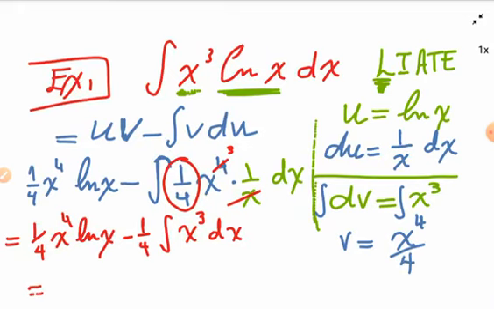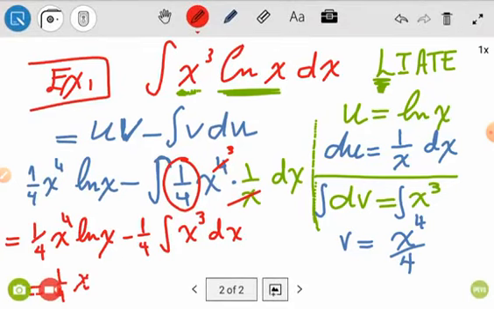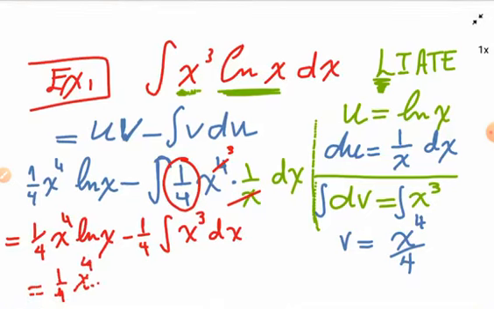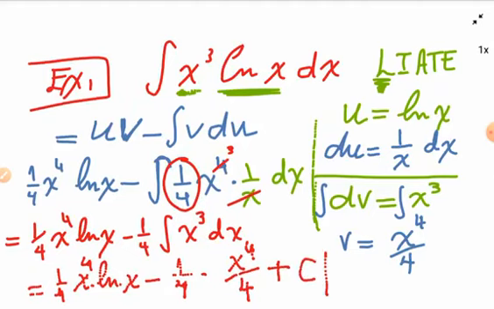Your answer is 1 over 4 x to the power of 4 ln x, minus 1 over 4, which is a constant, and then the integral again of x to the power of 3 is x to the power of 4. We add 1 to the exponent and then divide by the new exponent, which is 4, and don't forget the constant of integration.